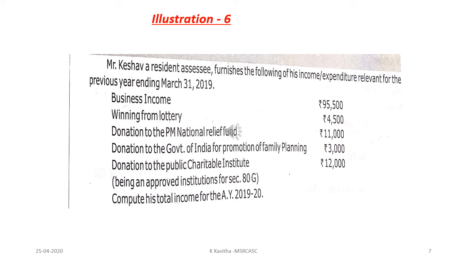Look at this question. Mr. Keshav furnishes the following income and expenditure relevant for the previous year, and we are supposed to calculate his total income. They have straight away given the business income, winning from lottery, donation to Prime Minister's National Relief Fund will be eligible for 100% deduction, donation to Government of India for promotion of family planning will come under 80G Group C with limit 100%. Donation to Public Charitable Institute will come under 80G Group C 50% deductions. Let us solve this.